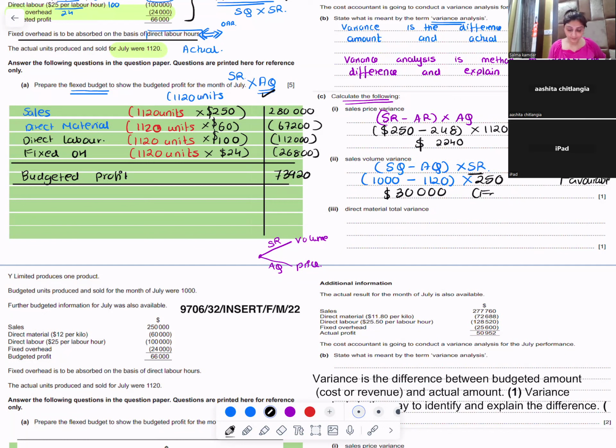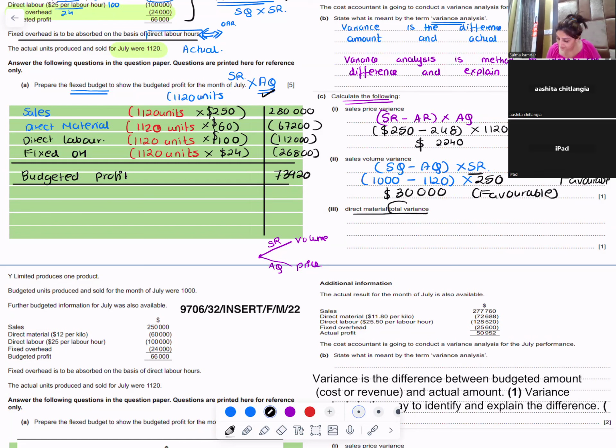favorable. Please note, to write favorable or adverse, you get 1 mark. But this is only for 1 mark. No, half a mark will go away if you don't write it. Now, what is the direct material total variance?